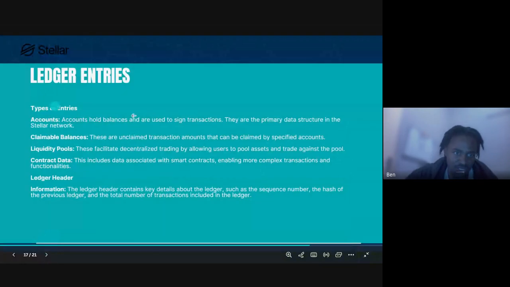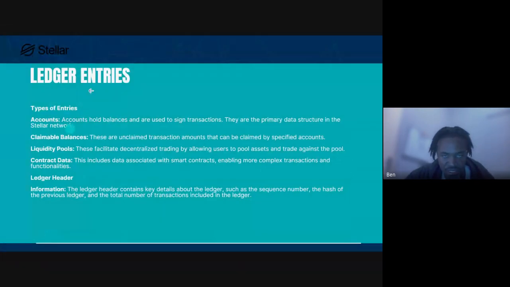Ledger entries. So these are the different types of ledger entries. This is something you can also see in the Explorer. There's account, which holds balances and is used to sign transactions. So your wallet can be an account. You have your private key and you have a public key. The public key is what everyone can see. I can send you XLM if you like. If you give me your public key, for instance, I can send you some XLM, and they are the primary data structure in the Stellar network.